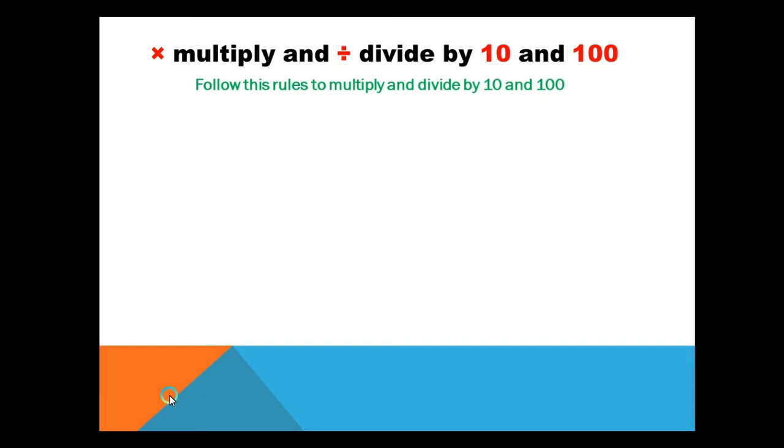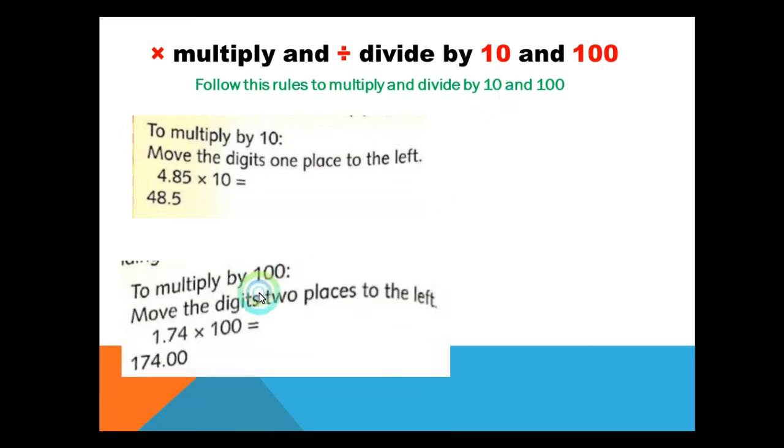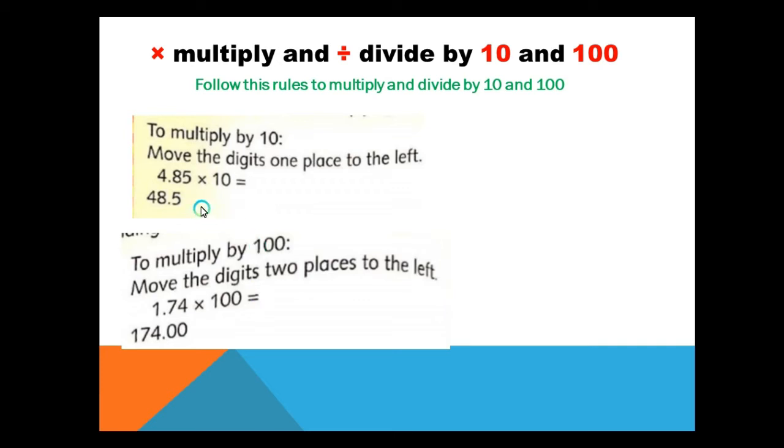Now the next outline is multiply and divide by 100 and 10. So we have to follow these rules to multiply and divide by 10 and 100. So to multiply by 10, you have to move the digits one place to the left. This is your left and this is your right. So move the digits one place to the left. You move 8 to go and meet 4, starting from your point.